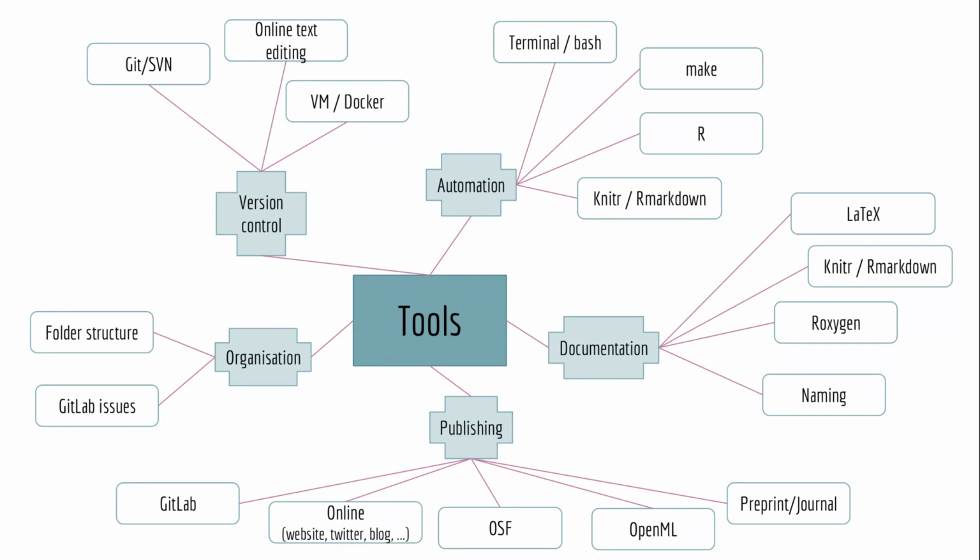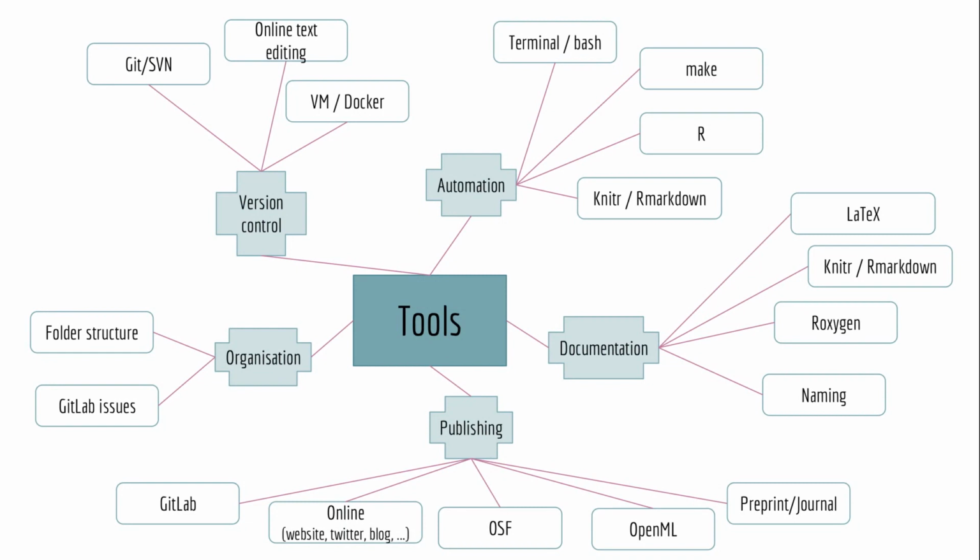And it's just so nice to go back to a 5-year-old project and still understand what the function is used for. And I also added naming here. It's not really a tool, but I feel like it's so important that I wanted to add this. So use good names for folders, for files, for functions, for objects in R. So naming is important, I think.